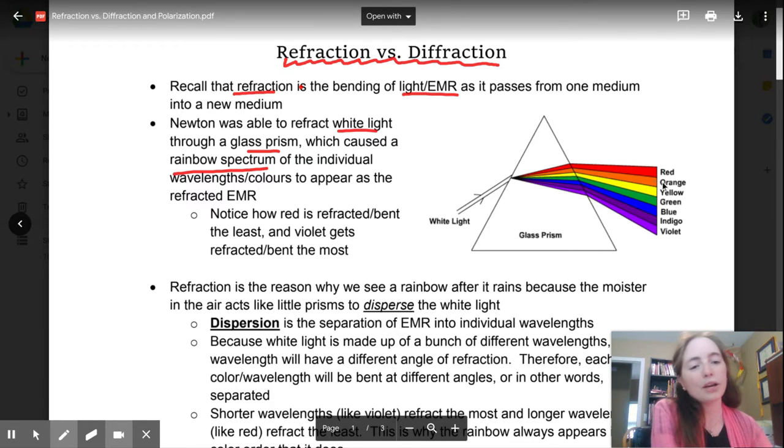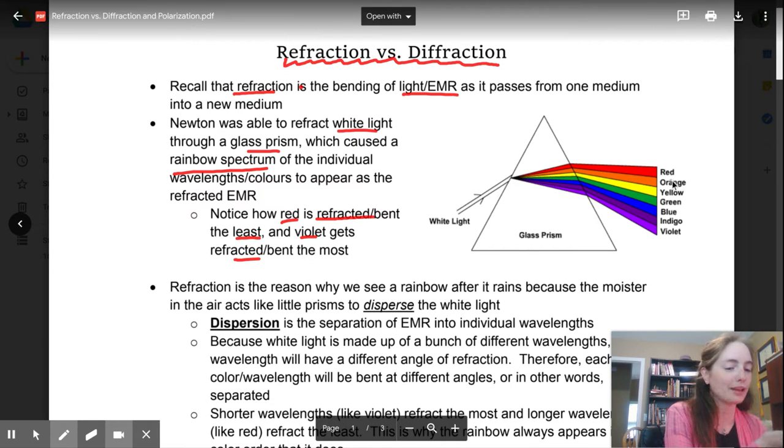The reason why a prism or a raindrop can break up white light into a spectrum is because it refracts each of the different wavelengths of light. Each wavelength has a different index of refraction. Red gets bent the least, violet gets bent the most. Remember that red has the largest wavelength and lowest frequency, and violet has the shortest wavelength and highest frequency.